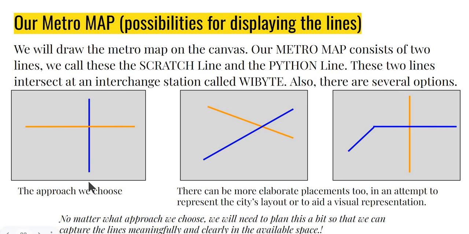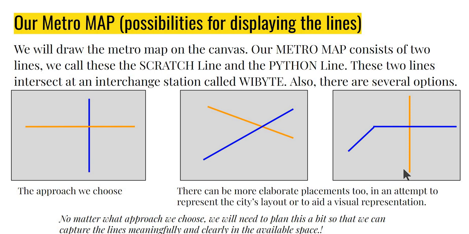Now this is also aligned with the convention most places have, where lines are associated with a certain color. Notice, however, that even though we have only two lines with a single interchange, there are many possibilities. For example, we could draw the lines like this, or in an inclined fashion, or draw one line a little bit broken and the other one straight. In fact, there are many more configurations.